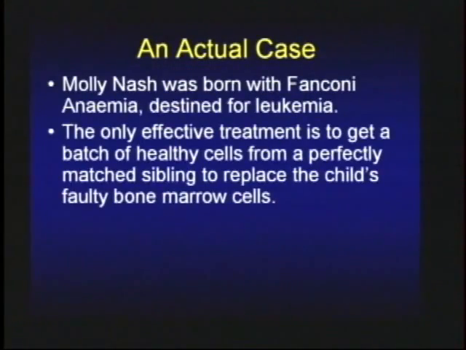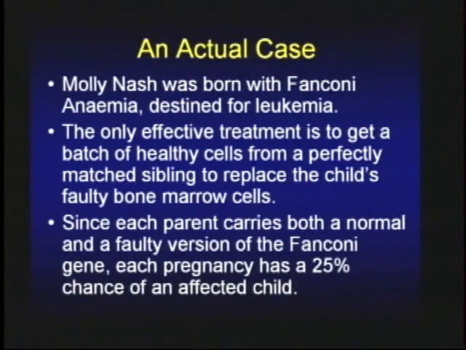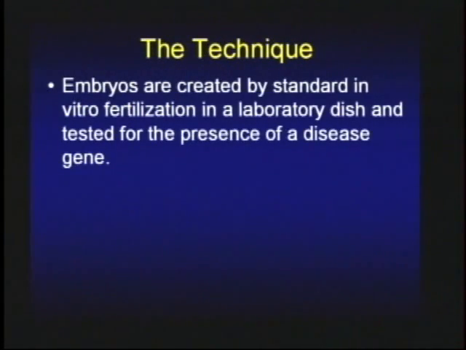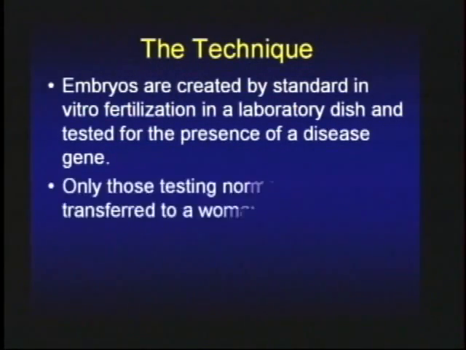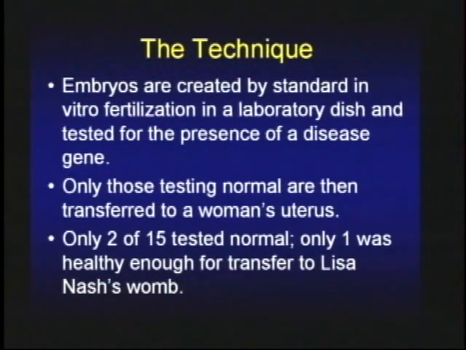Molly Nash was born with Fanconi anemia, destined for leukemia. The only effective treatment known is to get a batch of healthy cells from a perfectly matched sibling to replace the child's faulty bone marrow cells. And since each parent carries both a normal and a faulty version of the Fanconi gene, each pregnancy has a 25% chance of having an affected child. So what did they do? They created embryos by standard in vitro fertilization in a laboratory dish and tested for the presence of the disease gene. Only those testing normal are then transferred to a woman's uterus. Only 2 of 15 tested were normal, and only 1 of those 2 was healthy enough for transfer to Lisa Nash's womb, which they did.